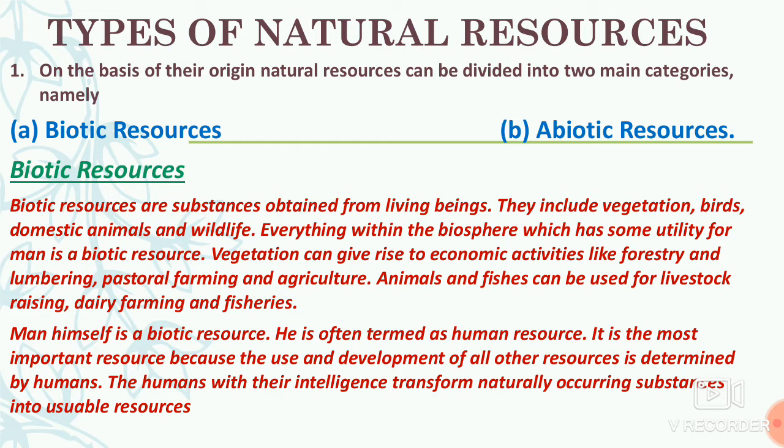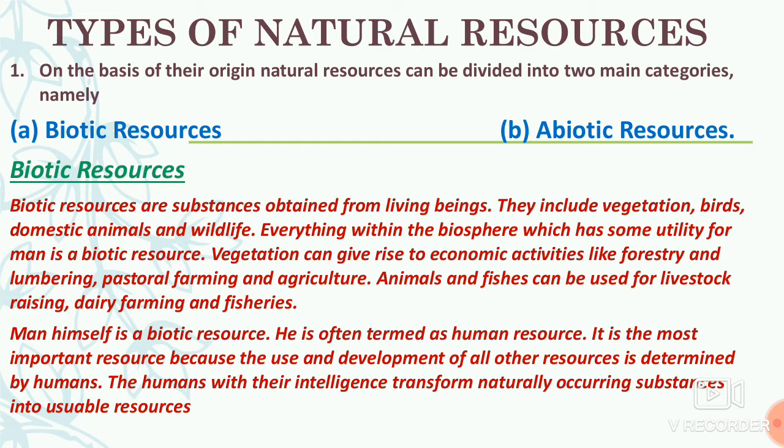What things can be done with the help of the vegetation? Forestry, lumbering, pastoral farming, and agriculture. Lumbering means cutting of the wood. Pastoral farming is farming used to produce livestock rather than growing crops, like raising beef cattle or raising sheep for wool. These are all examples of pastoral farming. Agriculture is growing of crops. Animals and fishes can be used for livestock raising, dairy farming, and fisheries.